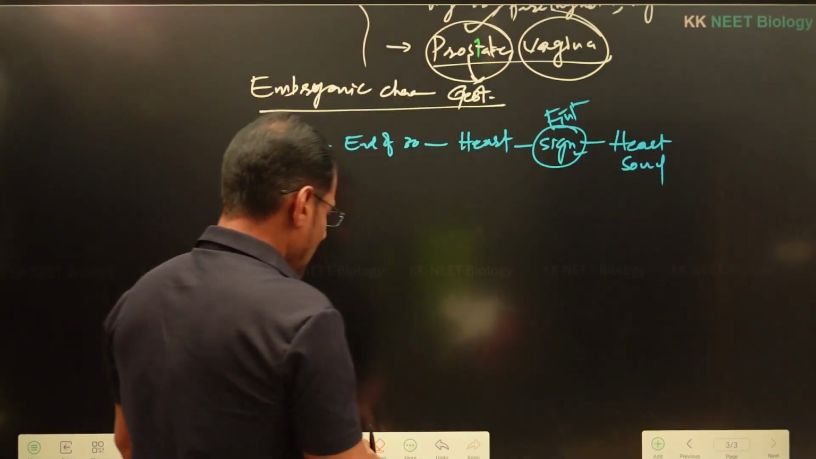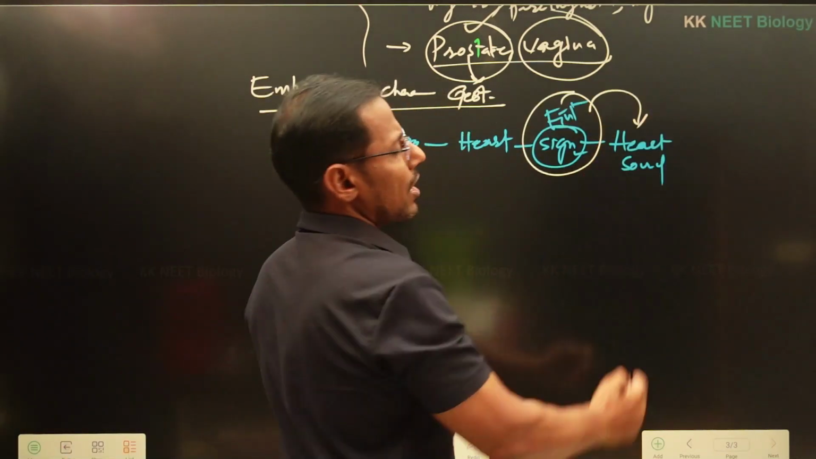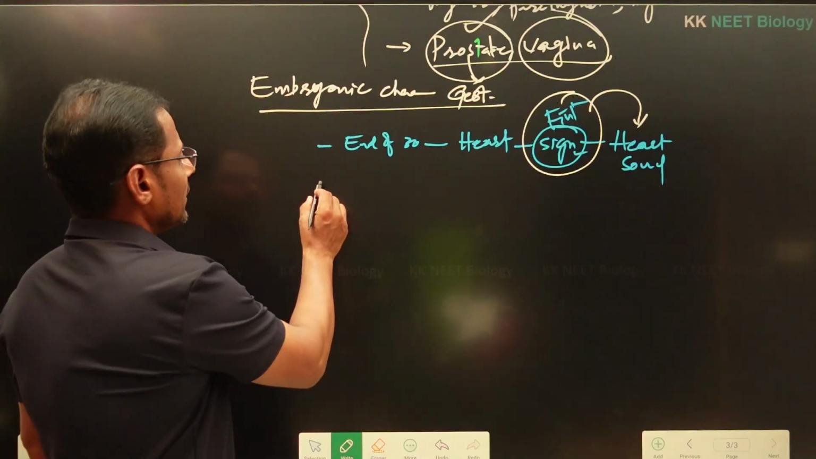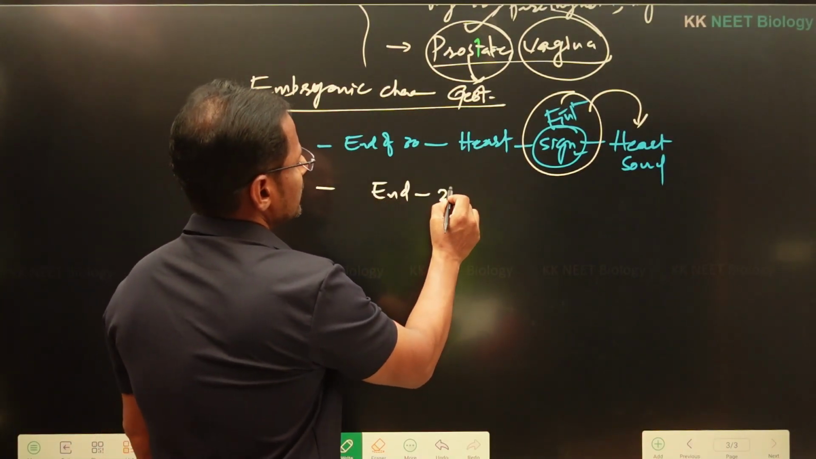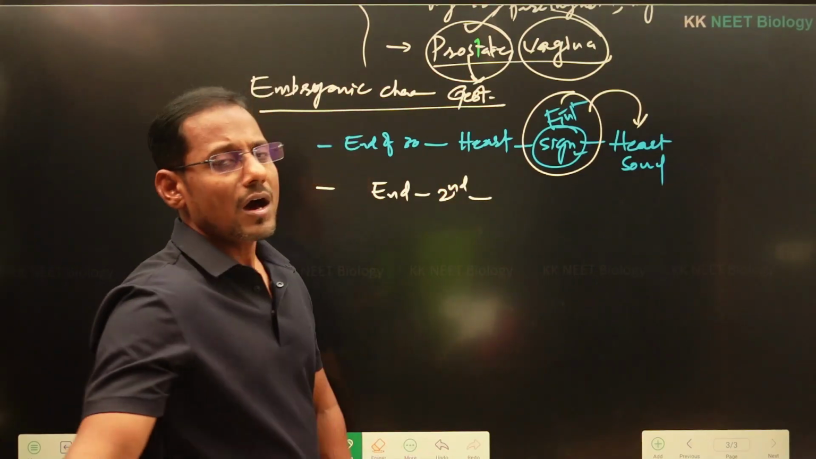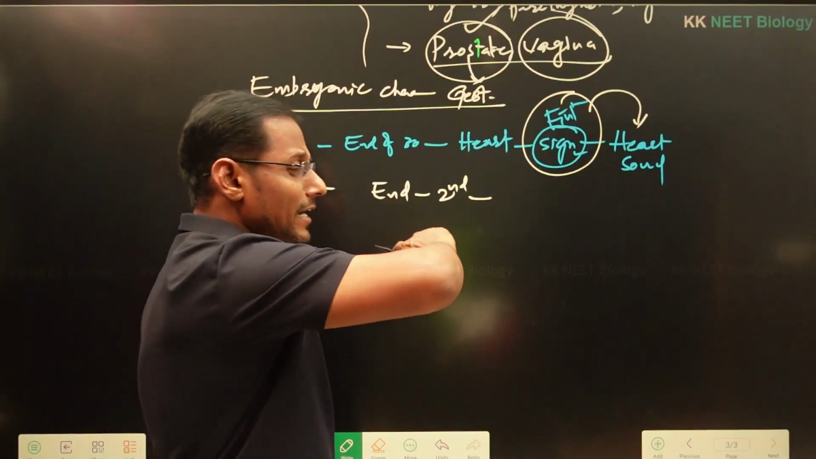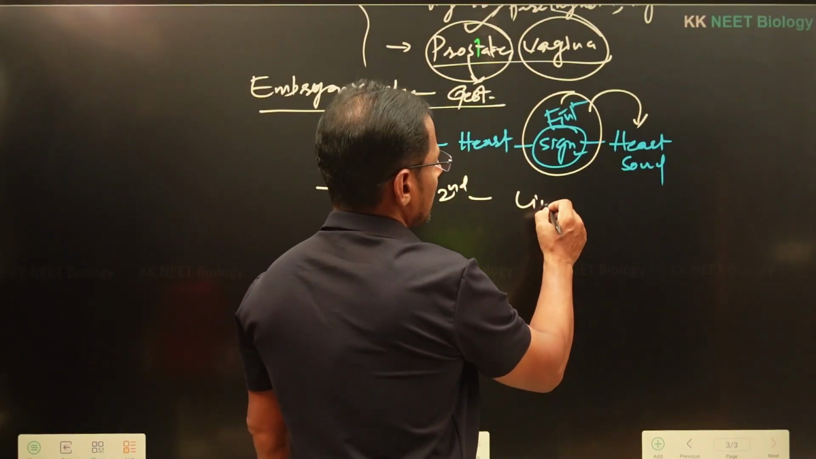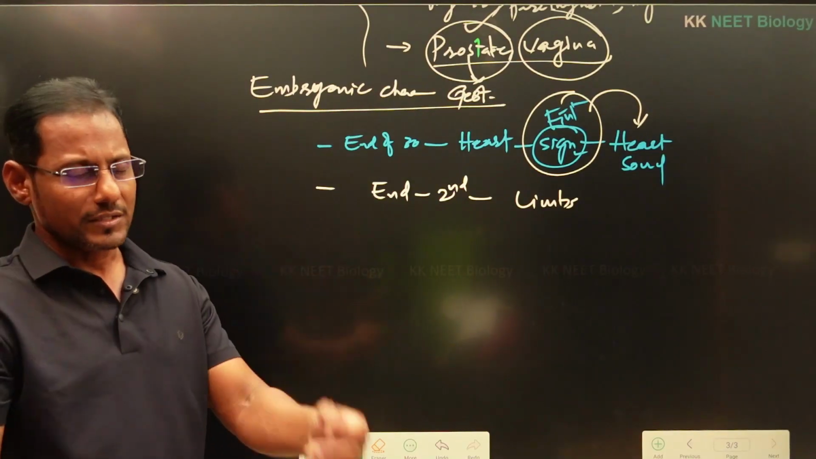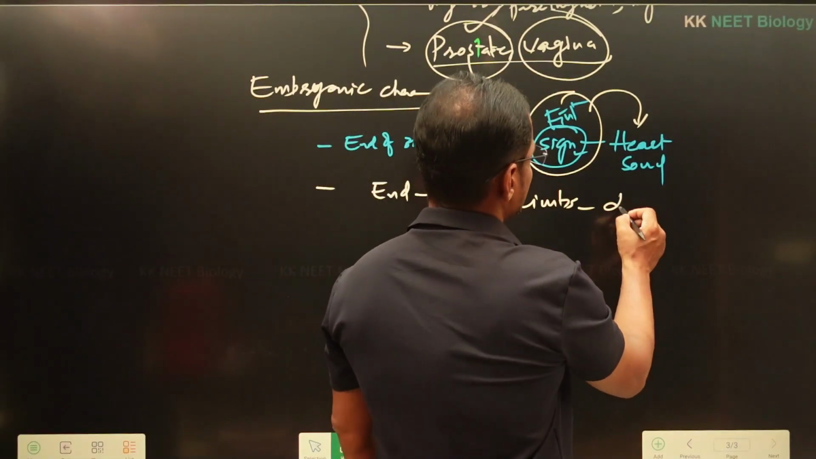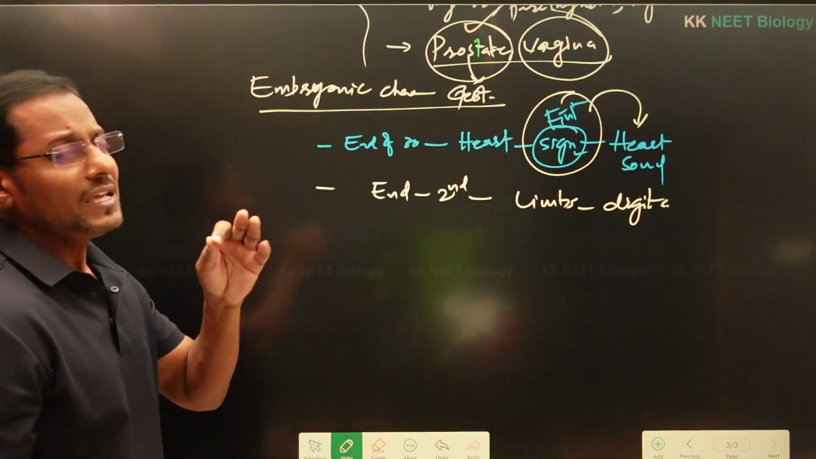Sometimes this may be asked in the examination: what is the first sign of the embryo? The first sign is the heart sound. Remember that one. At the end of the second month, some changes take place in the embryo. Limbs are going to be developed. Limbs means the legs and hands, as well as the digits. Digits means fingers also form at the end of the second month.